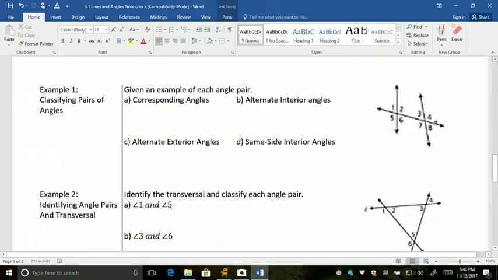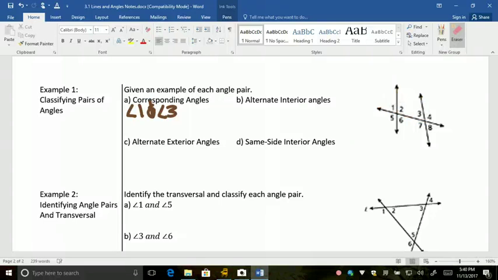So take a moment to see if you can figure out which of these are corresponding, alternate interior, alternate exterior, and same side interior. Take a moment to pause the video and see if you can figure these ones out. For the first one, corresponding angles, letter A, they have to make the letter F. Well, angle 1 and angle 3 do that. So angles 1 and 3 are corresponding. There are actually 4 sets of corresponding angles in any picture that we have 2 lines intersected by a transversal. So the other F that you may have seen would have been 4 and 2.